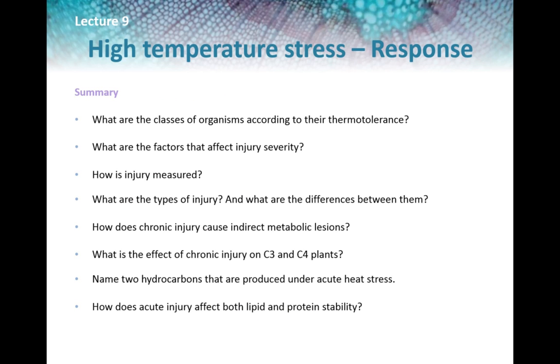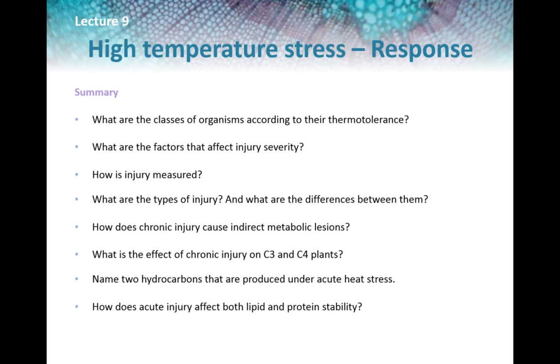At the end of part 1, you should know the answers to the following questions. What are the classes of organisms according to their thermotolerance? What are the factors that affect injury severity? How is injury measured? What are the types of injury and what are the differences between them?